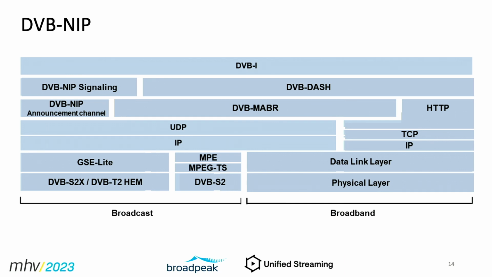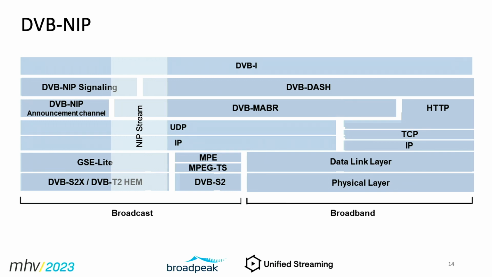The last one I want to introduce here is called DVB NIP. Very briefly, DVB NIP is just the idea of using all the protocols I just mentioned, DVB-I, DVB-DASH, and DVB MABR, but over the broadcast network. That's it. So what DVB NIP has defined is the encapsulation scheme based on GSE, which is an encapsulation protocol. And on top of it, you have UDP, IP, MABR, DVB-DASH, DVB-I again.